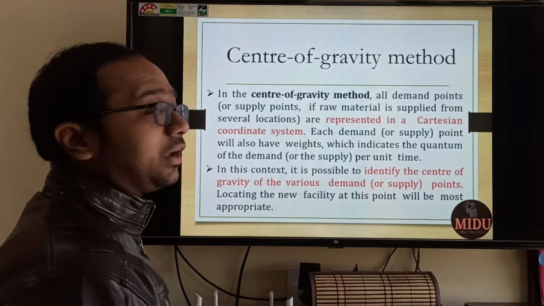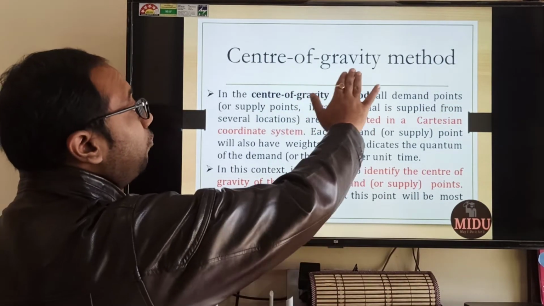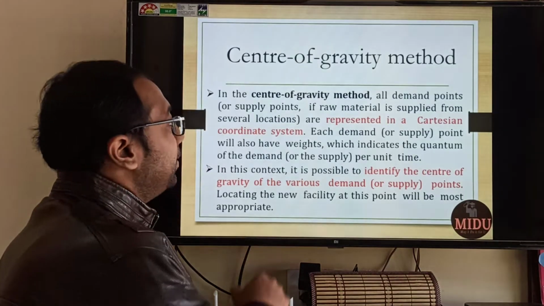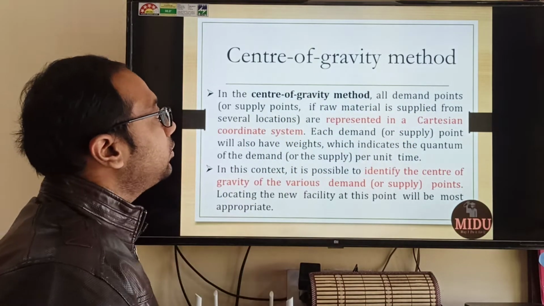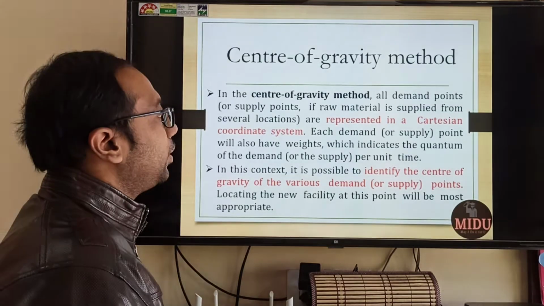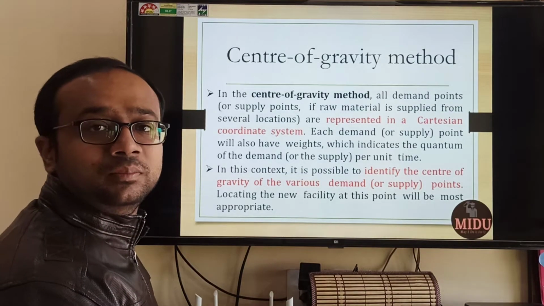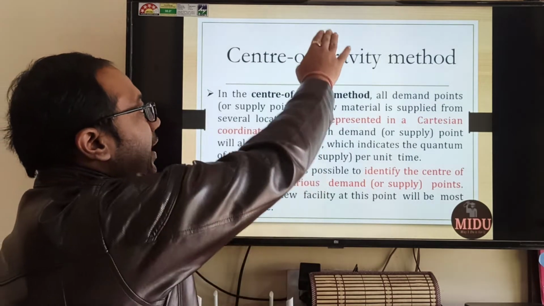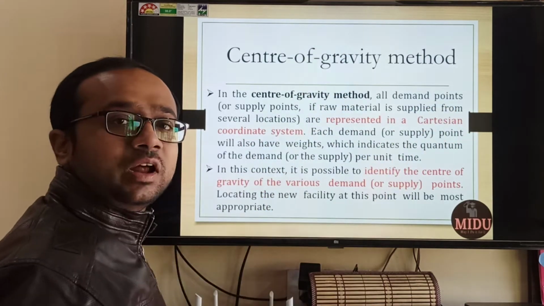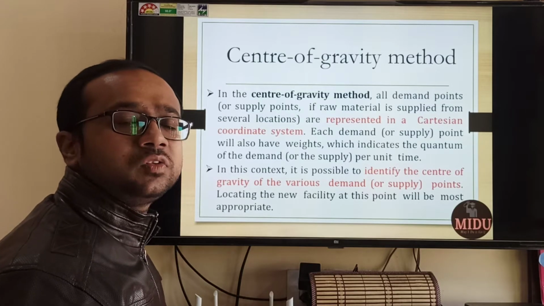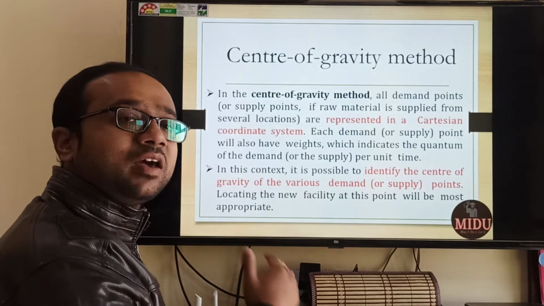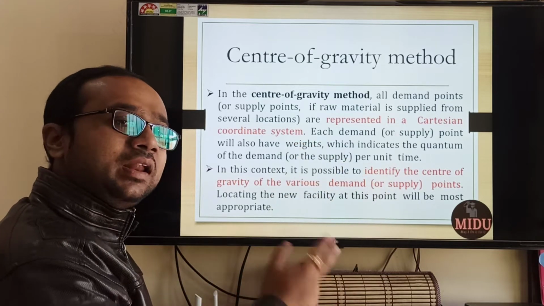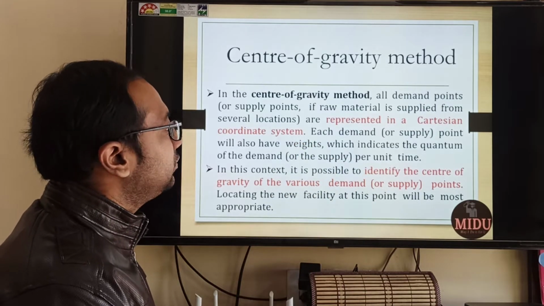Let us go to the second method, that is known as the center of gravity method. What do we do in the center of gravity method? In the center of gravity method, all demand points, or supply points if raw material is supplied from several locations, are represented in a Cartesian coordinate system. My friends would be aware of the Cartesian coordinate system. Otherwise, let me tell you, it is the XY axis system which we use in mathematics and geography in our schools. You must have seen that. On a graph paper, we have x-axis, y-axis, and we have coordinates for each point. If still not clear, in the example, I will show you how to read that system.